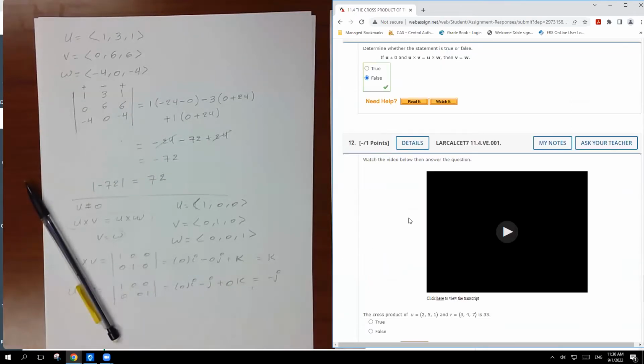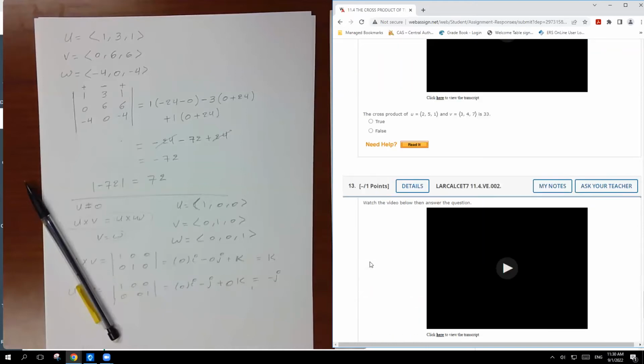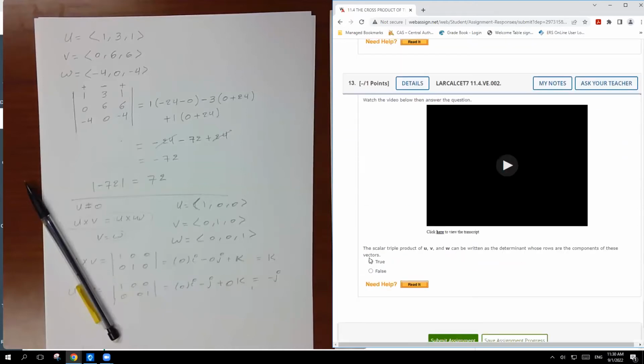It's the same thing, but with this example, it's just a proof. Is the cross product between these two vectors going to be 33? Just find the cross product. It's going to be true or false. Let's see the last one. The scalar product of U V W can be written as a determinant whose rows are the components of these vectors. Is that true or false?